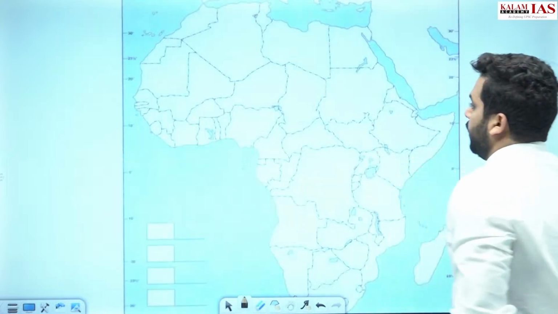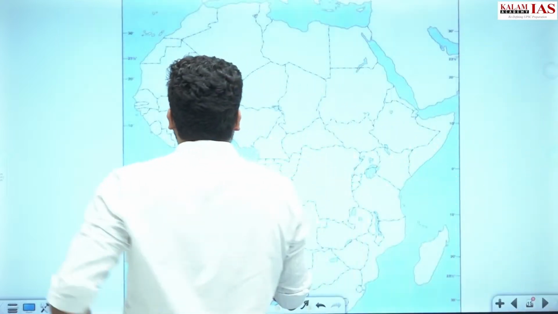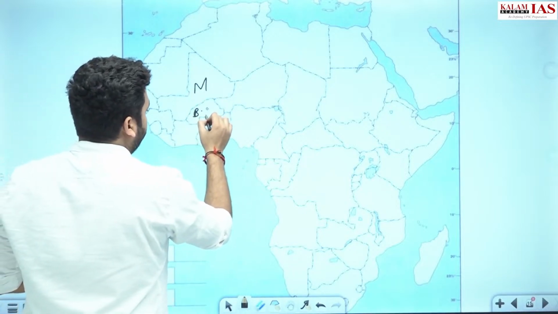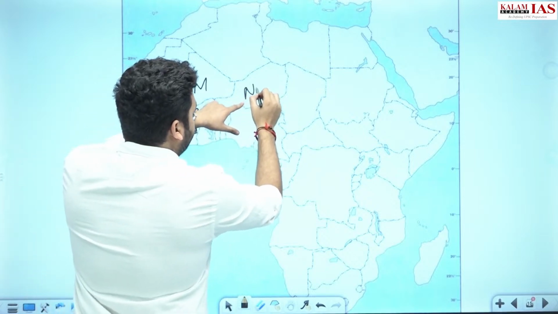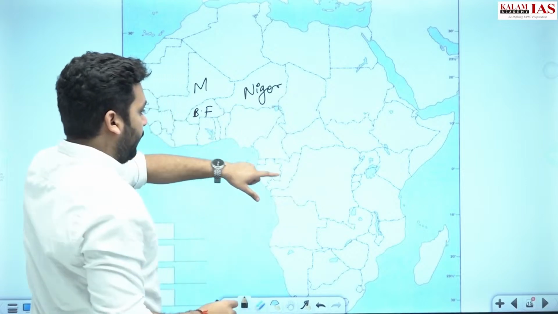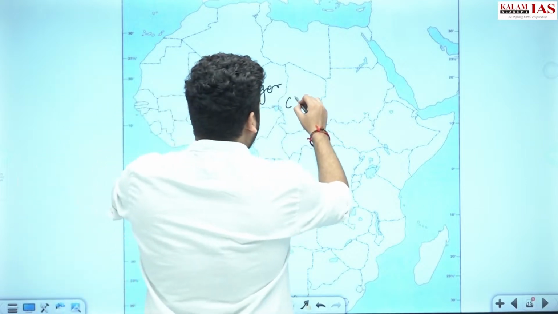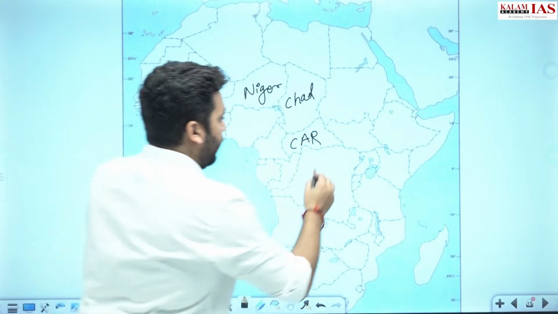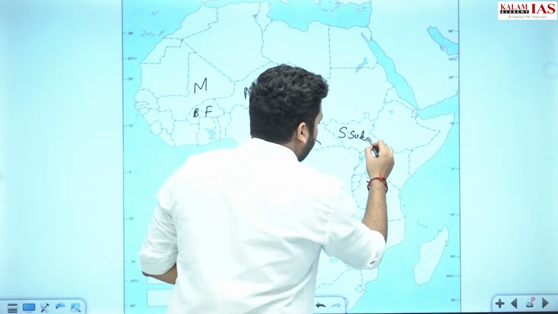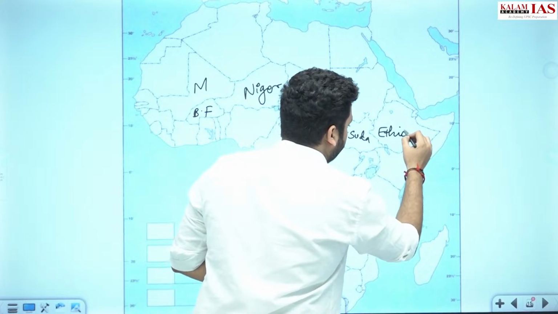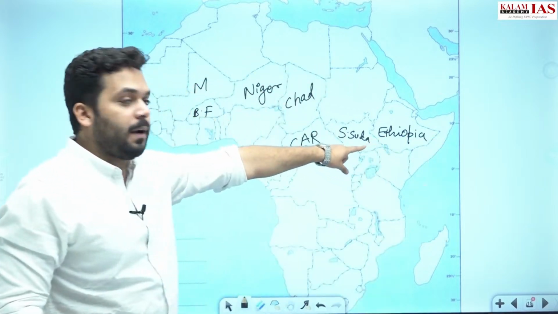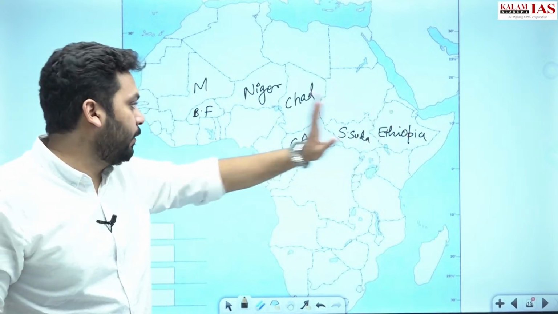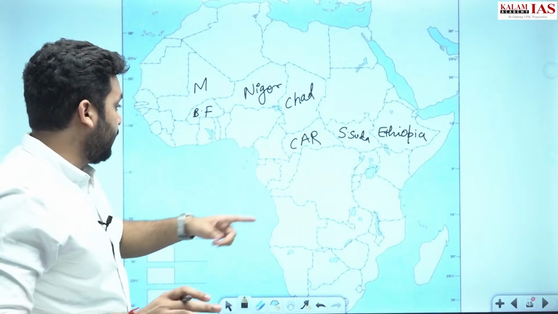Okay, let's move forward. Now let's practice all the landlocked countries once. This is Mali, this is Burkina Faso, this is Nigeria, and this is Niger. Then this is Chad, this is Central African Republic, this is Congo, which is not a landlocked country. Then this is South Sudan, this is Ethiopia, whose capital is Addis Ababa, where the headquarters of the African Union are. I hope we just recently discussed this.